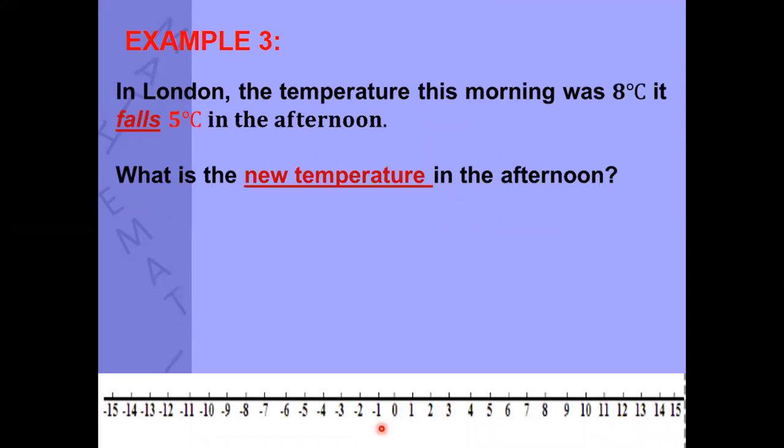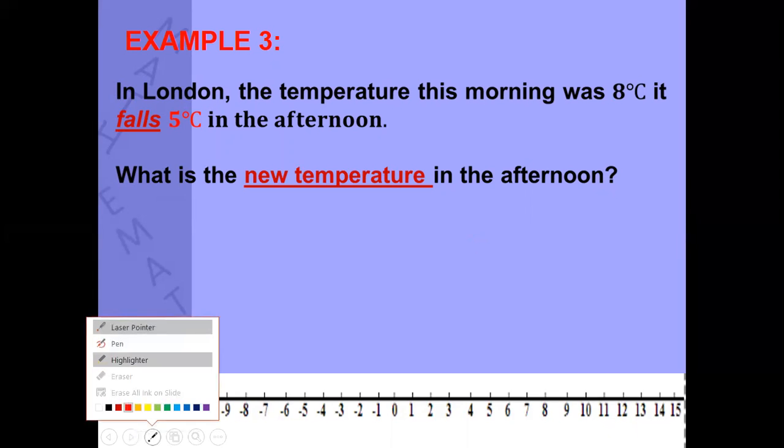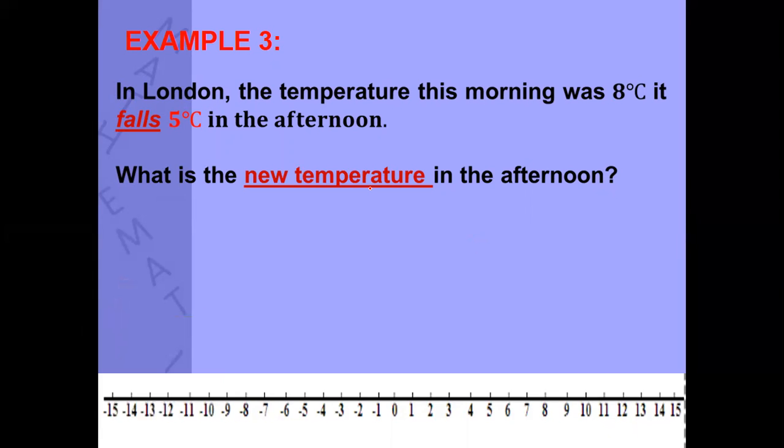Another example. Let's read together. In London, the temperature this morning was 8 degrees Celsius. It falls. So I use the word falls. Remember, falls is the same as drops. 5 degrees Celsius in the afternoon. What is the temperature in the afternoon? Let's use our number line to show. In the morning, the temperature was 8 degrees Celsius. So let's circle 8 degrees Celsius.